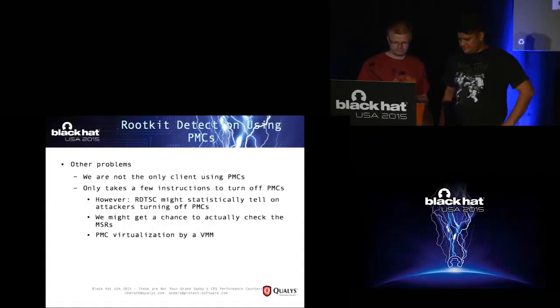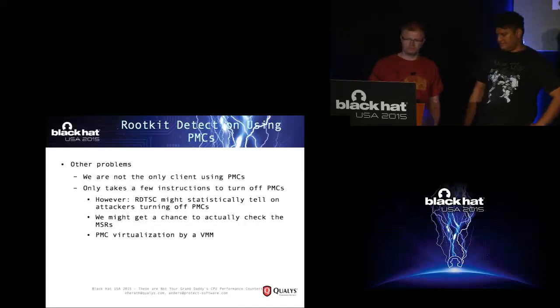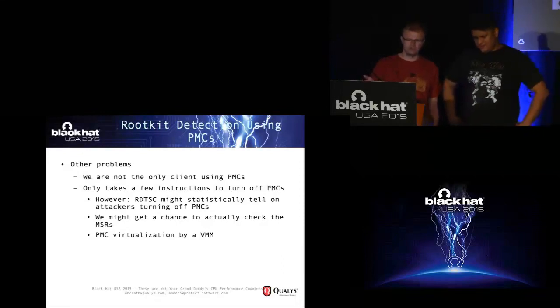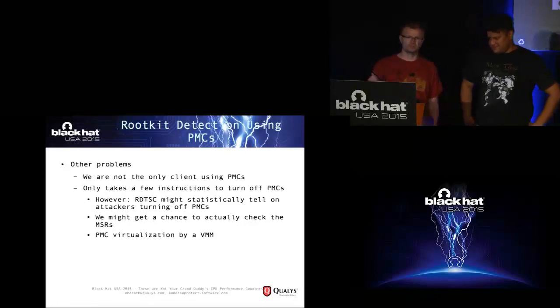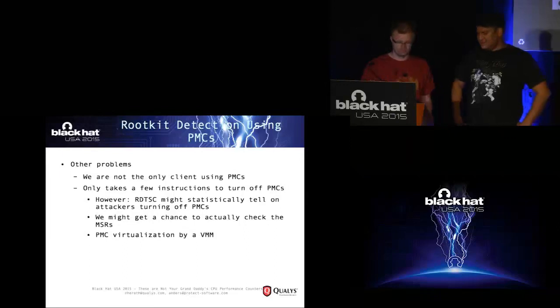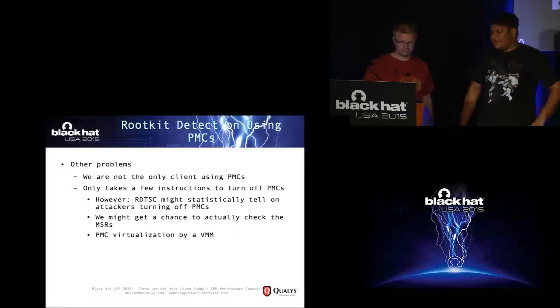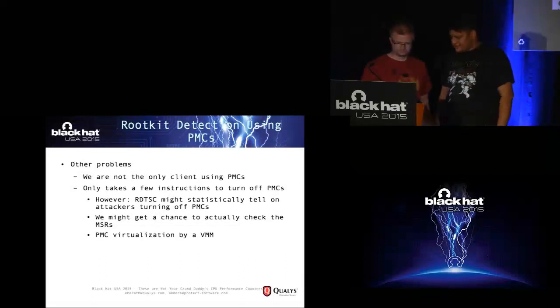So obviously our method can be defeated. We're not the only client using the PMC, so other rootkits could override our PMC usage. However, the RDTSC instruction might statistically tell on attackers turning off the PMC, so we might actually know if somebody's trying to detect us or avoid detection by these means. And we might actually get a chance to check the MSRs detected that way as well. And also PMC virtualization by VMMs adds another layer of complexity to the whole process.